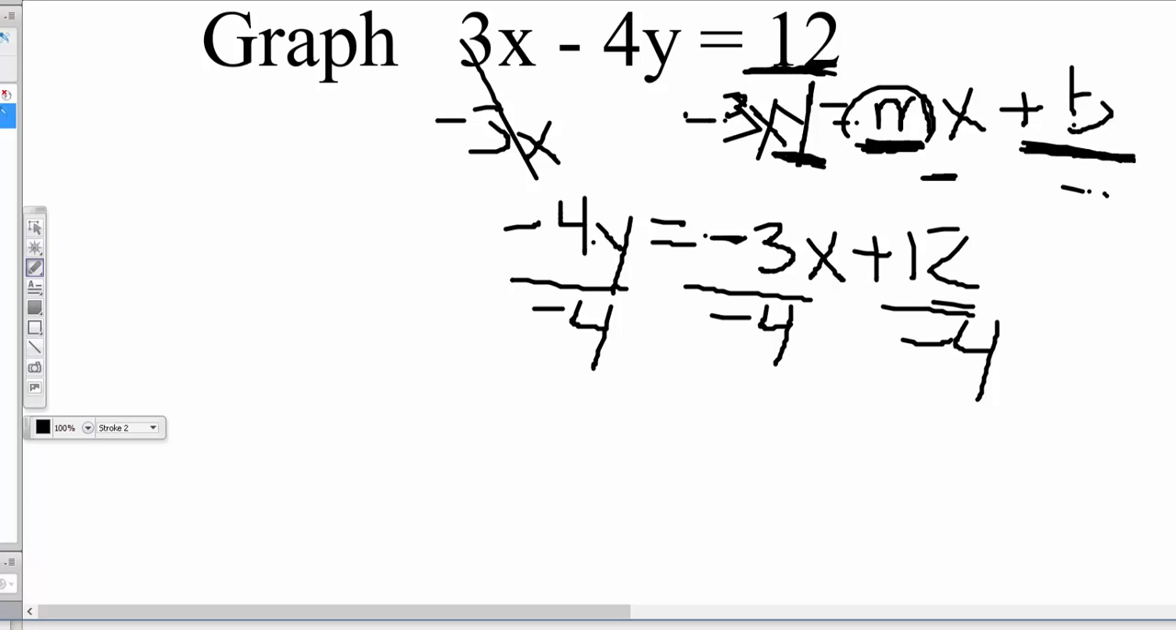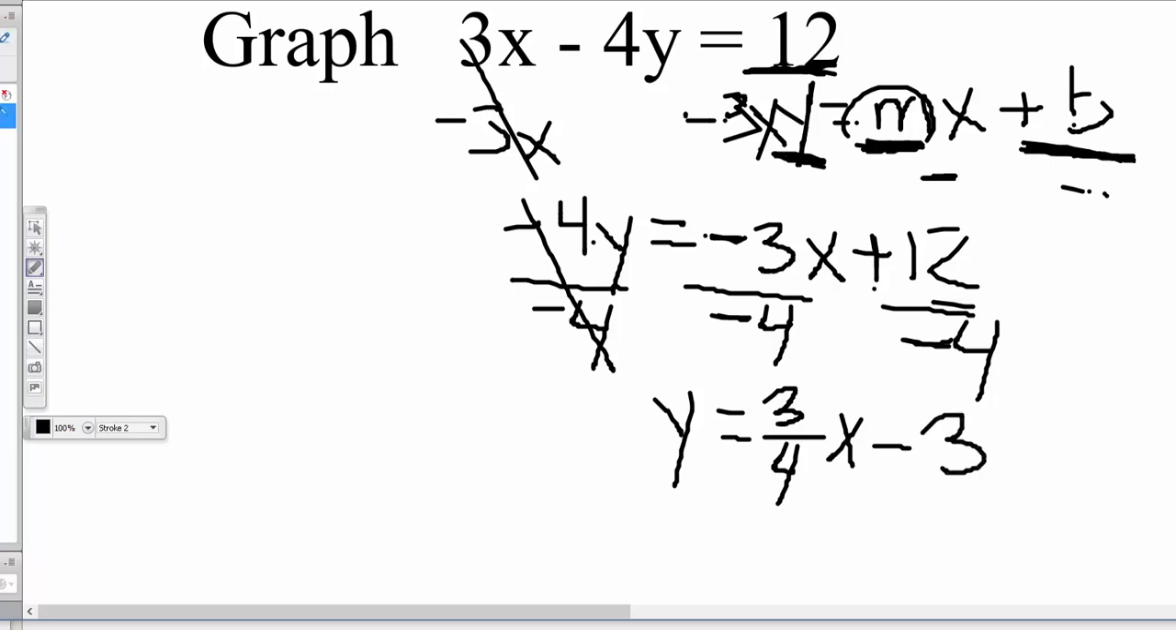So on the left-hand side, negative 4 divided by negative 4 cancels, leaving us with y is equal to a negative over a negative is positive. Otherwise, 3 divided by 4 gives us 3/4 x. And over here we have a positive over a negative, so different signs is negative. Otherwise, 12 divided by 4 is 3.